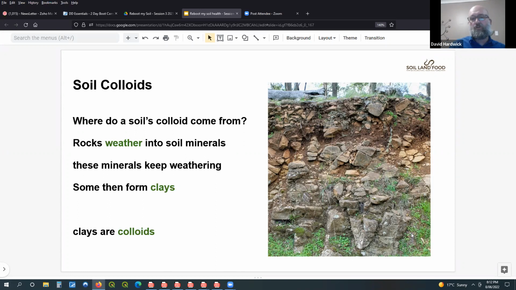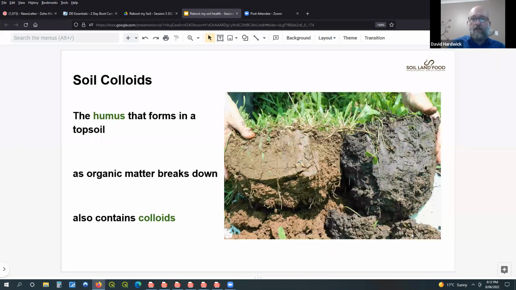So where did the soil's colloid come from? It's basically because your rocks break down to minerals. Remember this soil here on the Liverpool Range in central New South Wales, the rocks are still breaking down to minerals, and that's why the topsoil is still full of rocks. It's a young soil. And so those minerals keep breaking down, and at a certain point you get clay. And clay is a colloid, and so the clay in your soil gives it this charge. The other part of your soil's colloid is, of course, the humus. So that organic matter we talked about last week, here's that vanilla soil, by the way, with a pH of 6.6. So that humus is also a colloid.